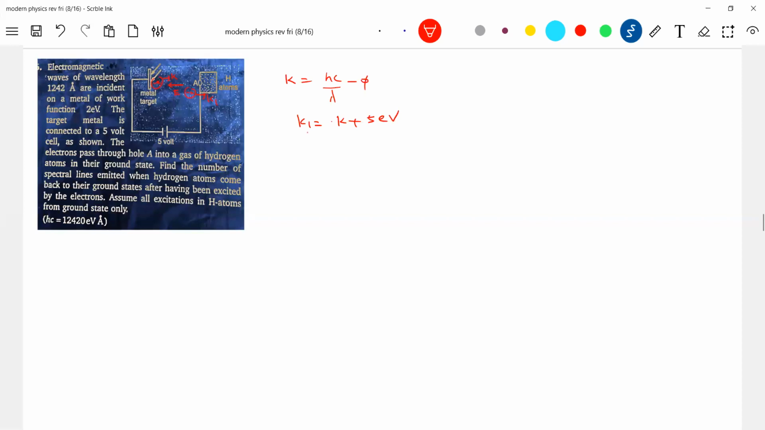This particular thing is incident on the electrons pass through a hole into the gas of hydrogen in the ground state. Find the number of spectral lines emitted when hydrogen atoms come back to their ground state after having been excited by the electrons. 5 electron volt is there. So let's calculate: 1242 by lambda, work function 2 electron volt.